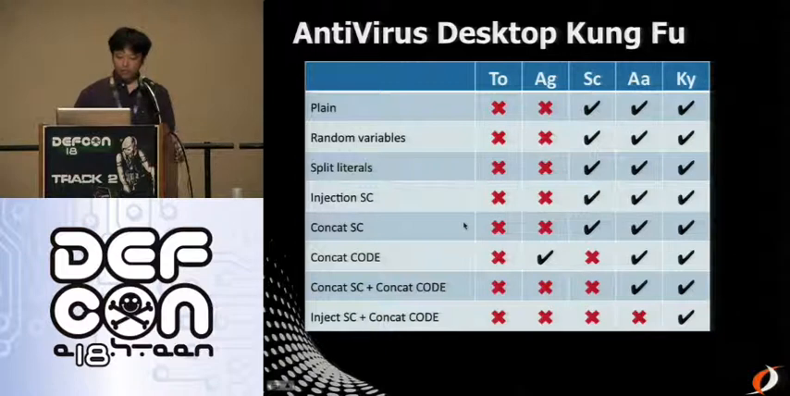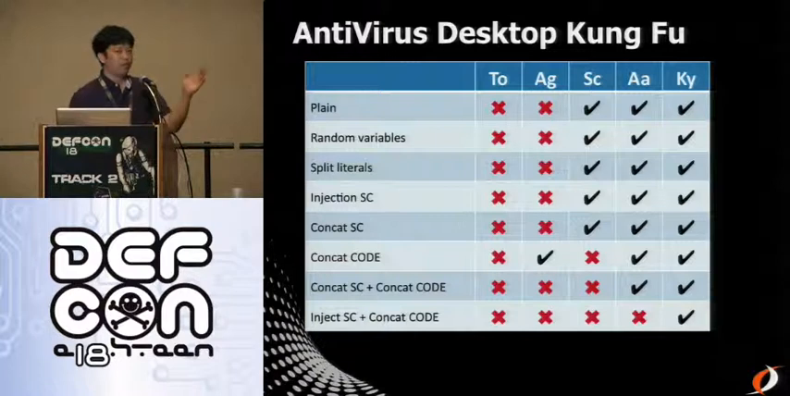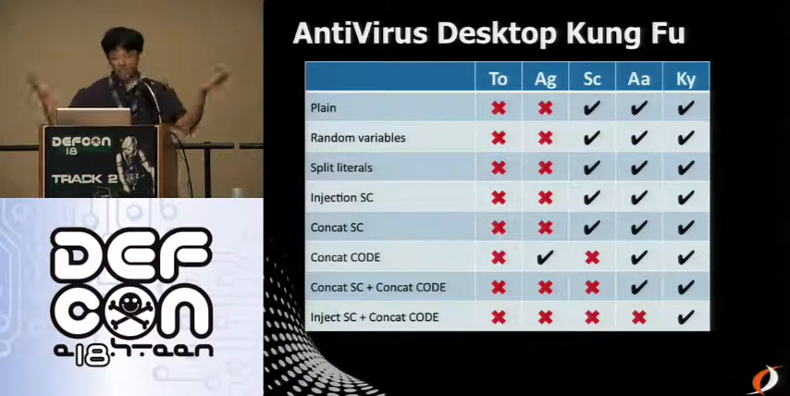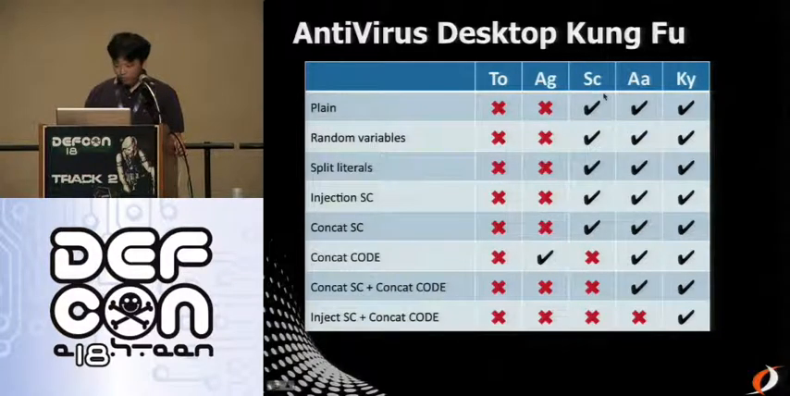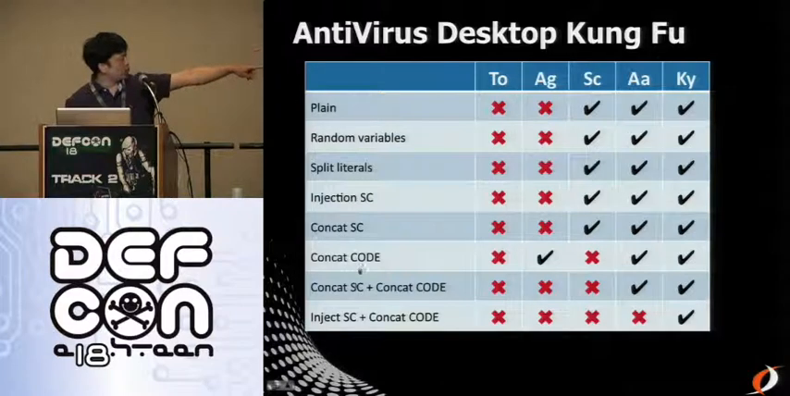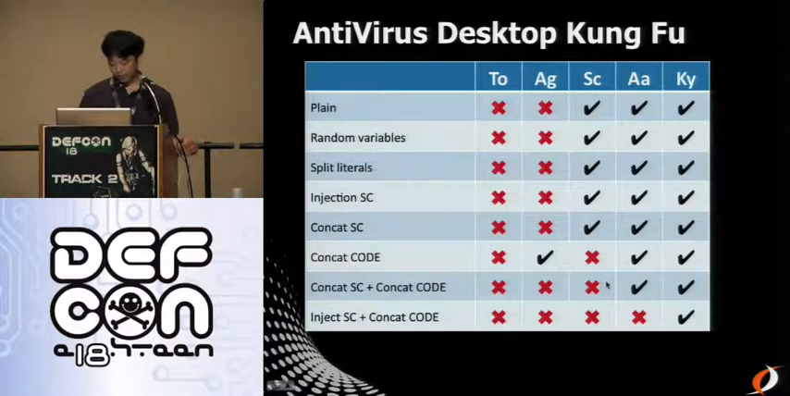So this is the result of our limited testing of Drivesploit against these antivirus. We listed out, we abbreviated, you can guess, and we tried out the big ones. And as you can see, there was one vendor which Drivesploit could not beat. And as we use more features, for example, concatenation of the shellcode plus concatenation of the code itself, or injection of the shellcode plus concatenation of the code itself, we start to beat more and more antivirus.